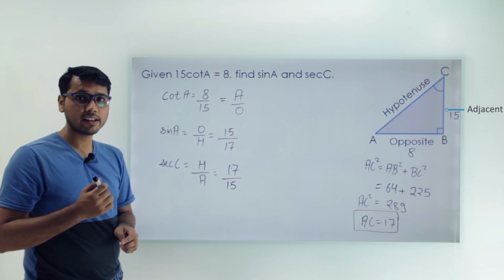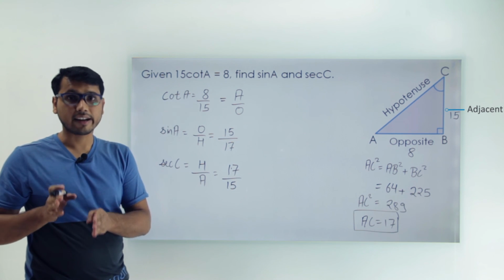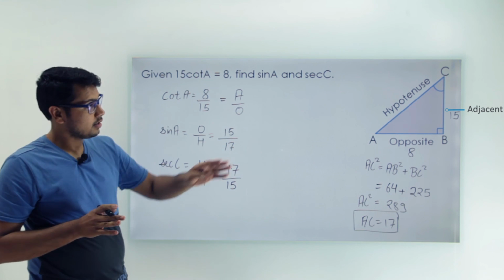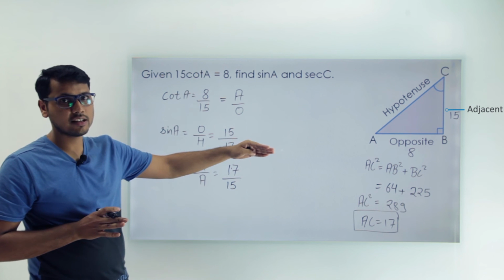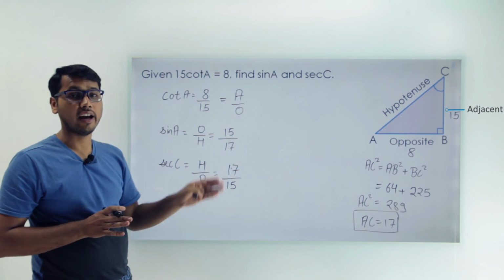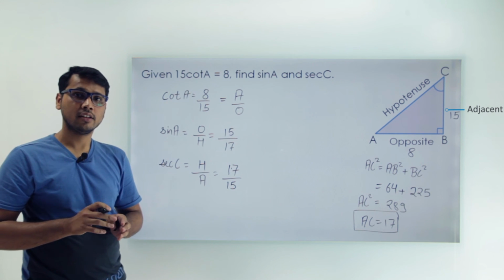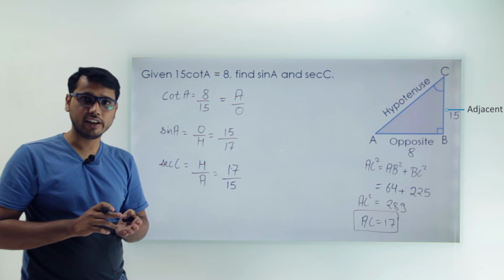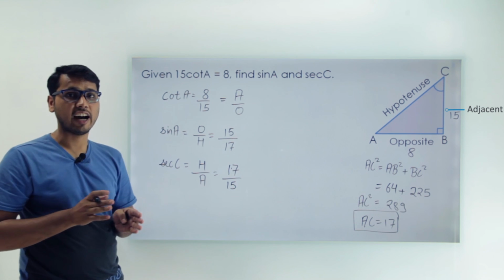Just remember that when we have to find the value for angle C, opposite has changed and adjacent has also changed. So do remember this: whichever angle is given, you have to take the sides near to that angle only.